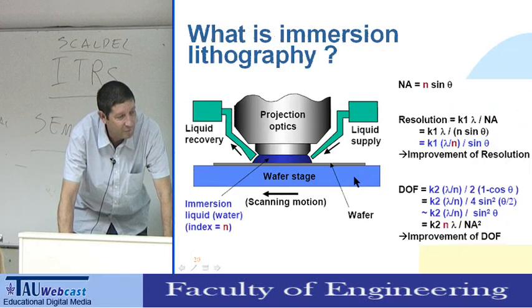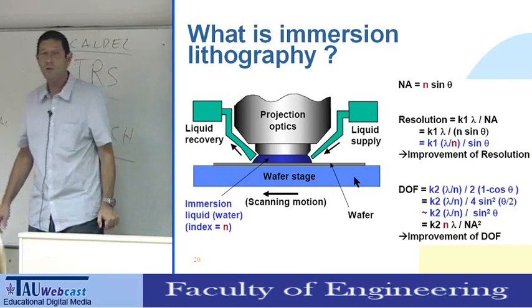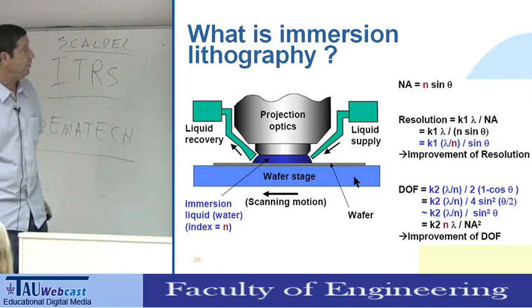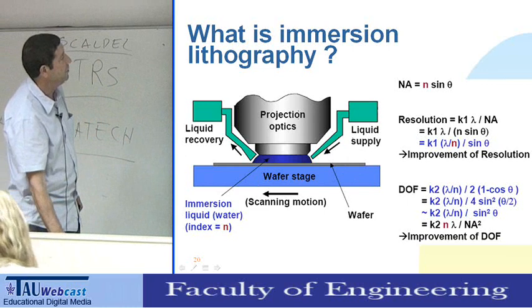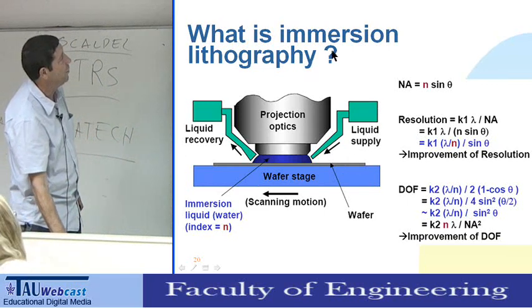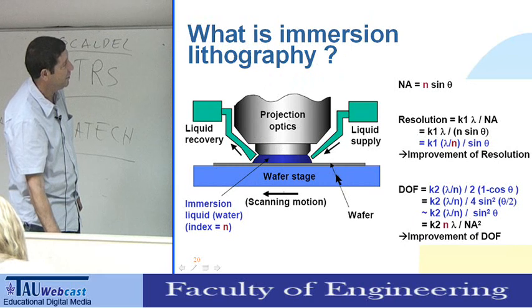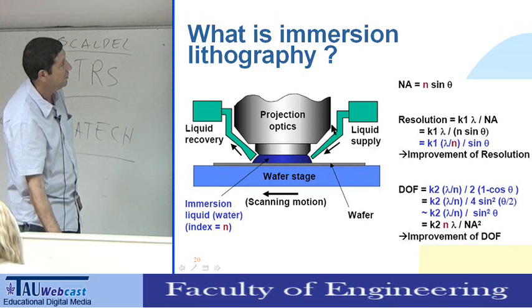So immersion lithography. Immersion lithography is a lithography where you take your optics. This is your projection optic. The mask is here somewhere. This is the wafer stage, sorry. This is the wafer. On the wafer we have some photoresist. But here we have this blue. We have liquid supply here, liquid recovery here. We flow liquid in this region.